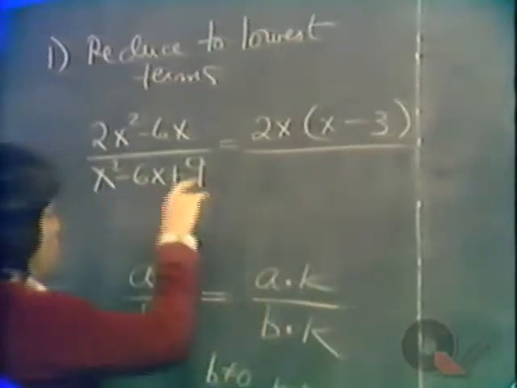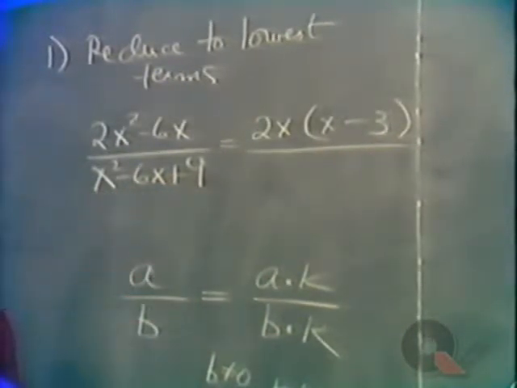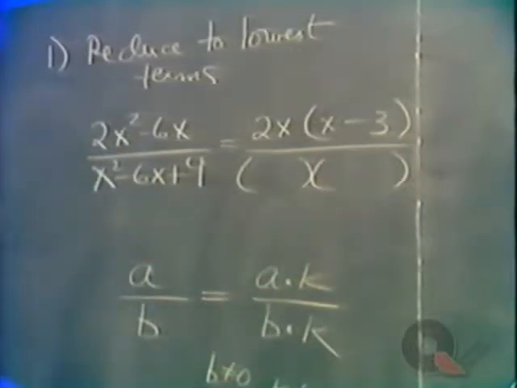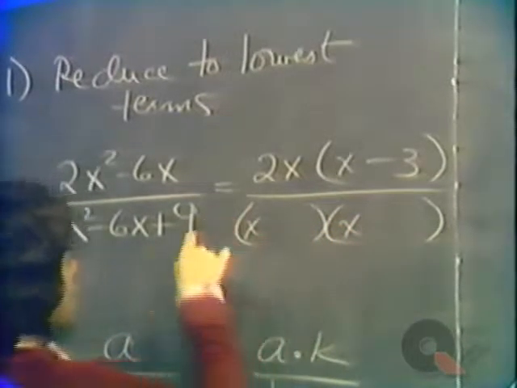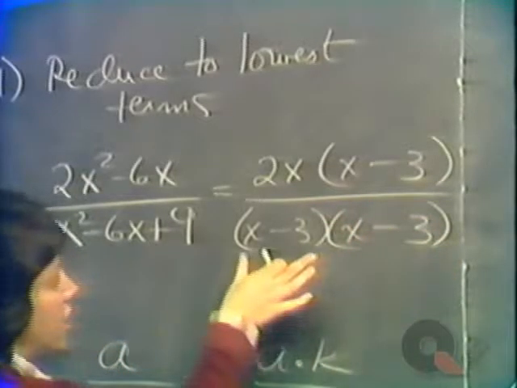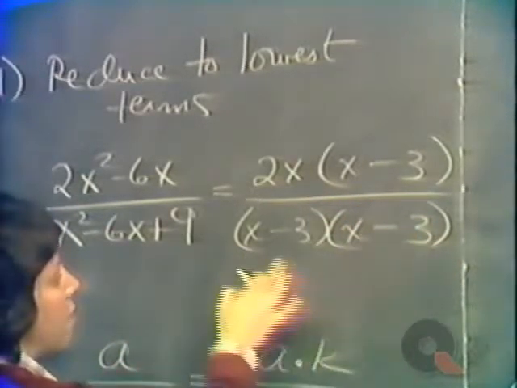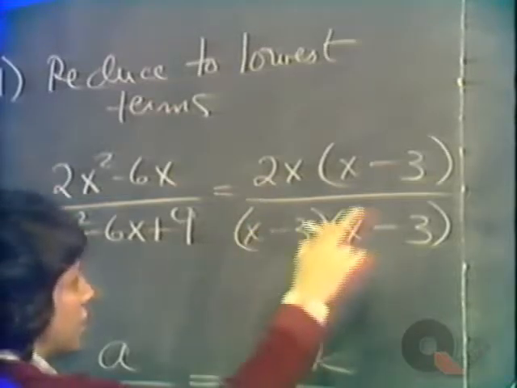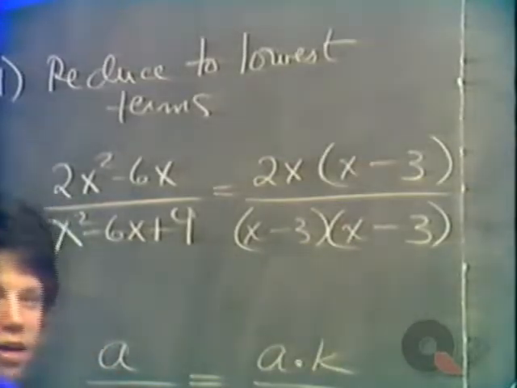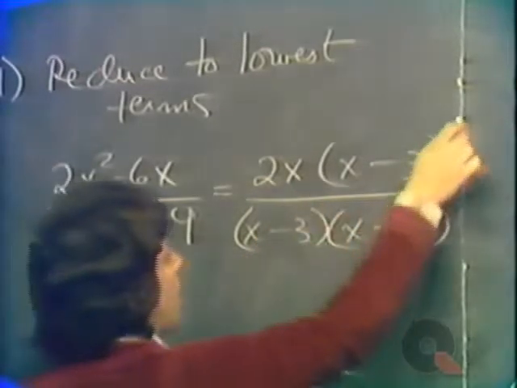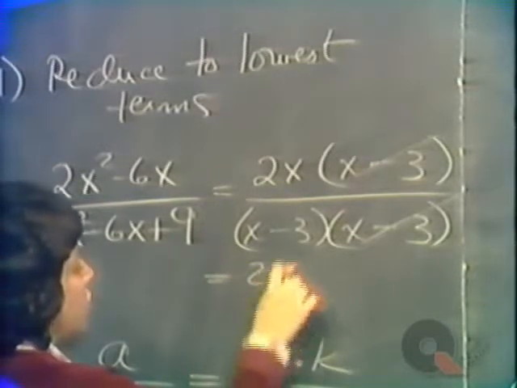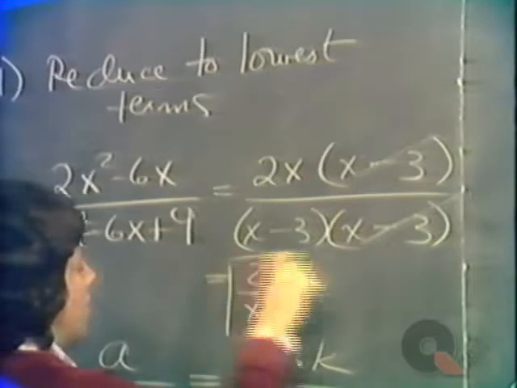In the denominator, we have no factors in common, but we do have a trinomial which can be factored into two binomials. We are looking for two numbers which multiply to plus 9 and add to minus 6, and of course they are minus 3 and minus 3, giving us, checking by FOIL, x squared minus 3x minus 3x plus 9. We now have something in the form, say, ak over bk, and we can divide numerator and denominator by x minus 3, cancel the x minus 3's, giving us a final answer of 2x over x minus 3.